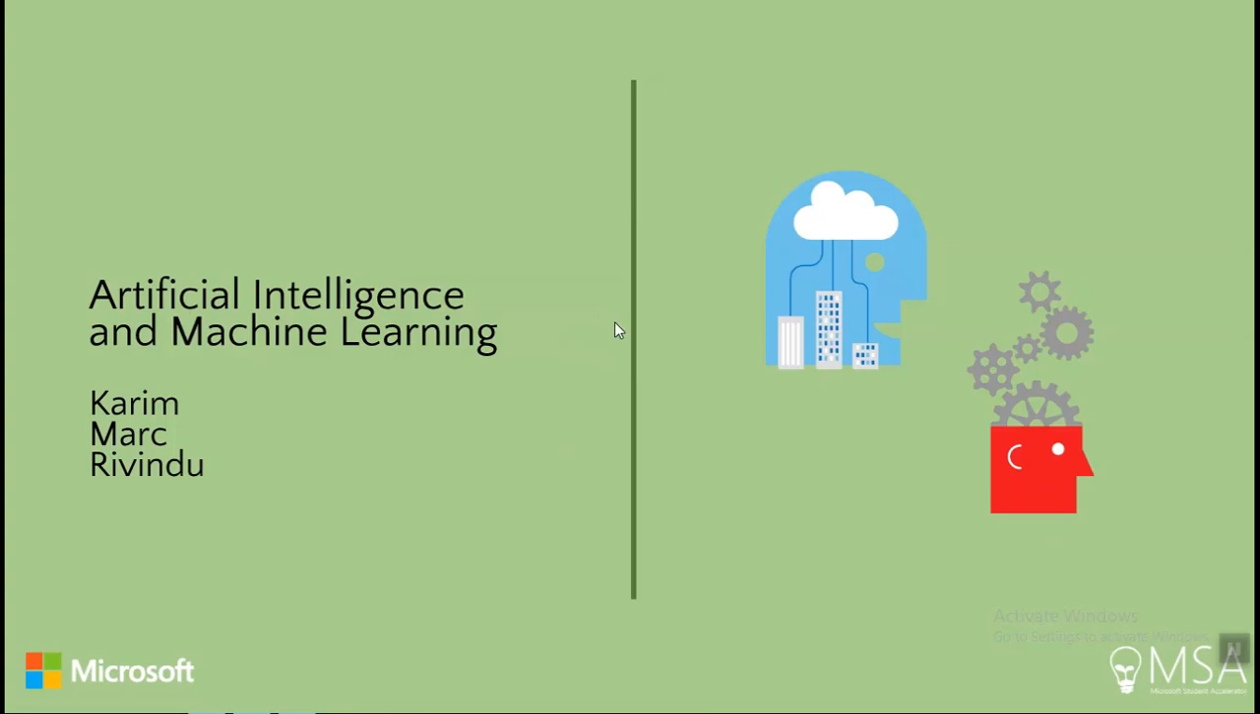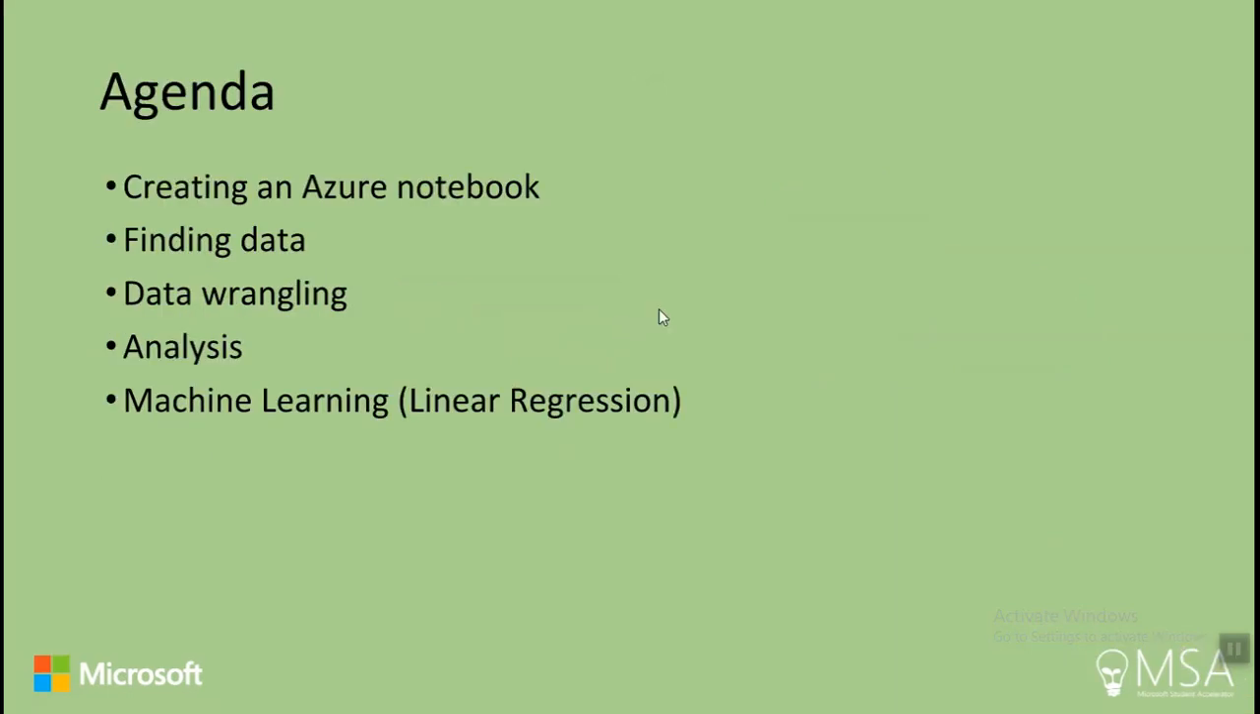So I'm just going to walk through the agenda here. We'll be creating an Azure Notebook. We'll be finding data, and we'll be showing you how and where to find data. We'll be doing what's known as data wrangling, which is essentially just putting the data into the format required to do further analysis and to run models. Then we'll be doing the analysis.